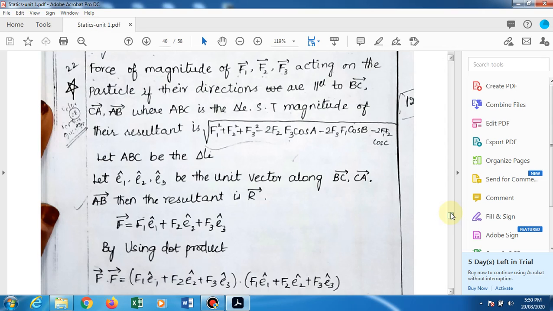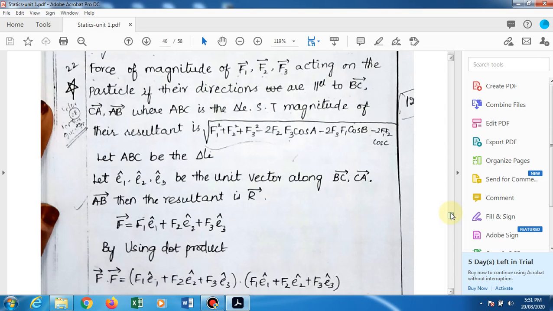Forces of magnitude F1 vector, F2 vector, F3 vector act on a particle, and the directions are all parallel to BC, CA and AB, where ABC is a triangle. Show that the magnitude of the resultant is the square root of F1 square plus F2 square plus F3 square minus 2 F2 F3 cos A minus 2 F3 F1 cos B minus 2 F1 F2 cos C.